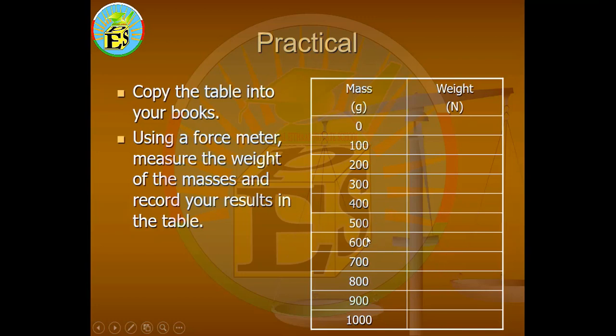You have to multiply with the amount of gravity, which is 10 approximately. The actual value is 9.8, but we always take the approximate value, which is 10. So you have to multiply all these values with 10. You will get the weight of these masses.